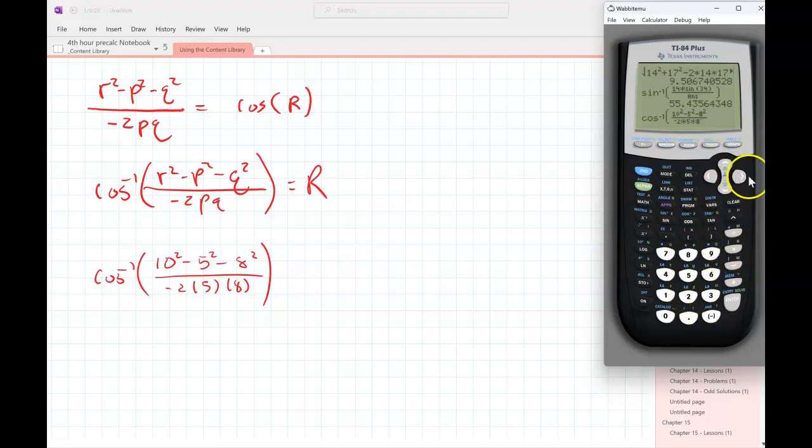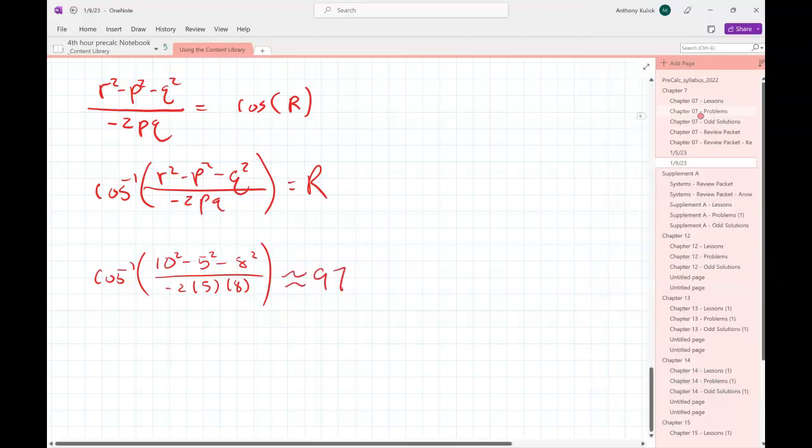If you catch an error on this, the most likely error is that you use the subtraction symbol in front of the 2 rather than a negative sign. That happens a fair bit with students. So when I do that, I get 97.90 or thereabouts.